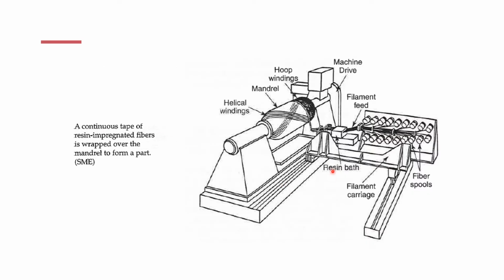And here is your diagram from your textbook, just showing you the continuous type of resin saturated fiber, and it's wrapped over the mandrel to form a part. Okay, so here you can see your spools right there, filament carriage right here, your resin right in here. Yeah, and this is what you just saw in your previous slide with the regular picture. This one is just a diagram, and here's your mandrel and your helical winding, and your hook winding is going on right here, and that's your motor. Your machine is going to drive your automation, okay? And you're going to feed the filament right here, going that direction, yeah.